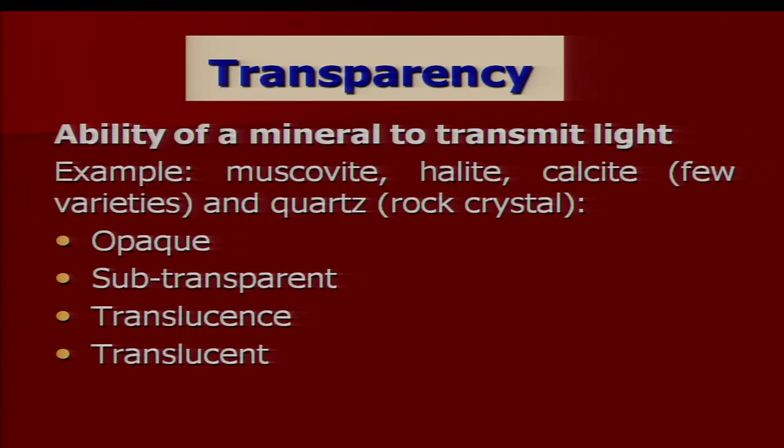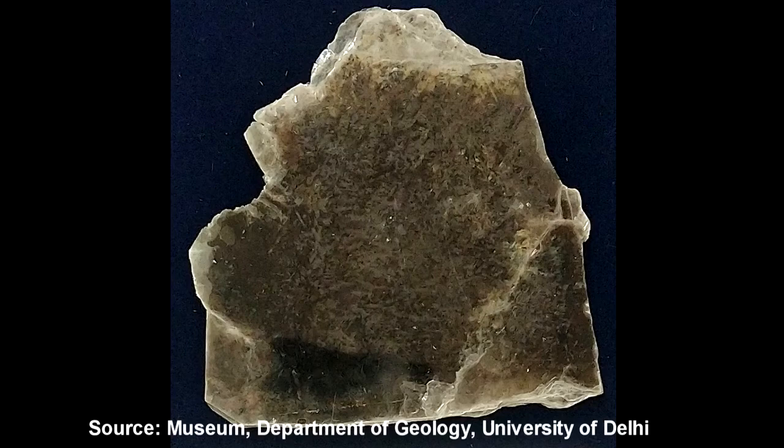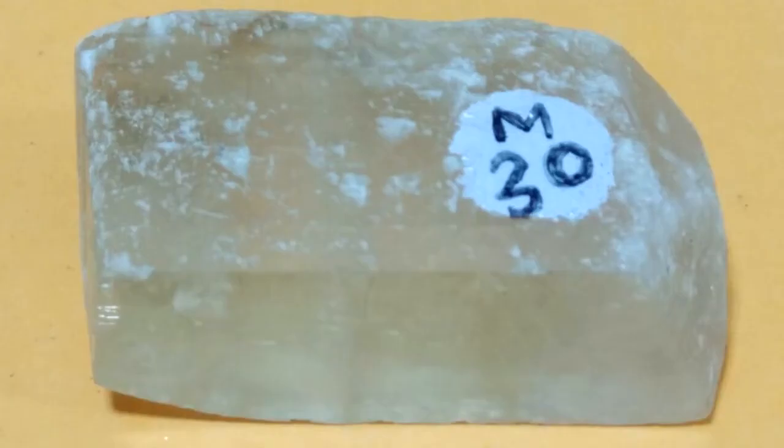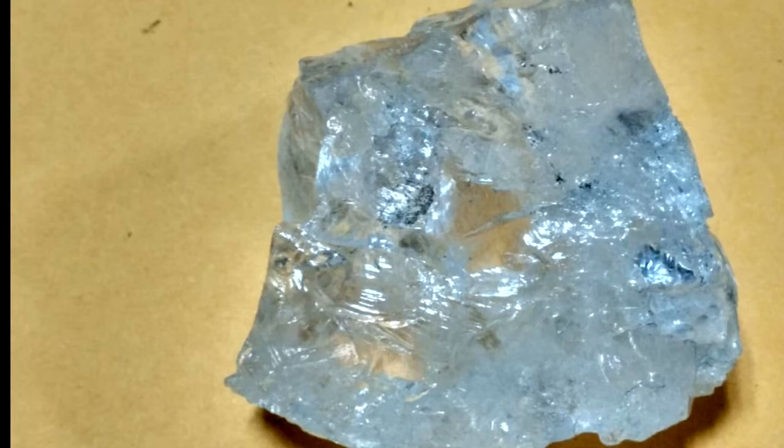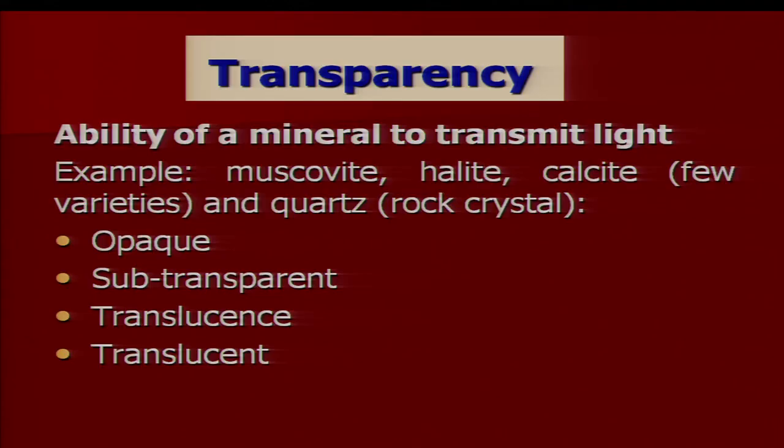The next important property which is based on light is transparency. What is transparency? Ability of mineral to transmit light. Example is muscovite, halite, calcite and quartz. These are few examples which are transparent. The another important variety is opaque. Opaque means the minerals, they do not allow light rays to pass through it.